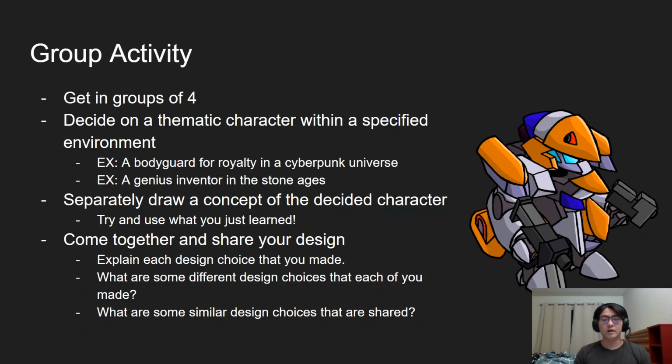Afterwards, come together and share designs with each other. Try to explain to each other why you designed your character in such a way. And then notice how different people have different designs, or if you guys have any similar designs with each other.